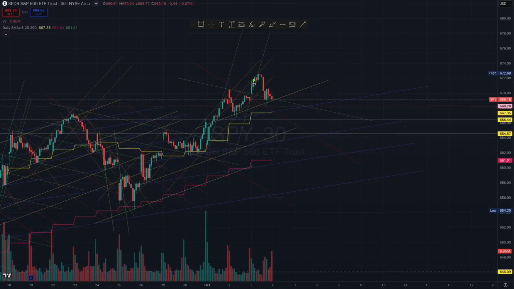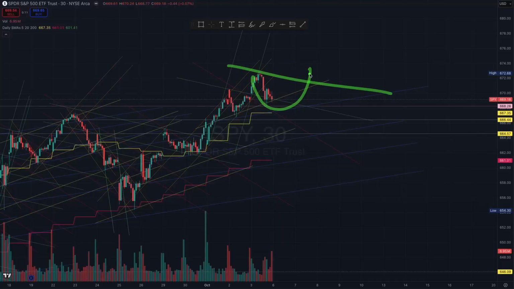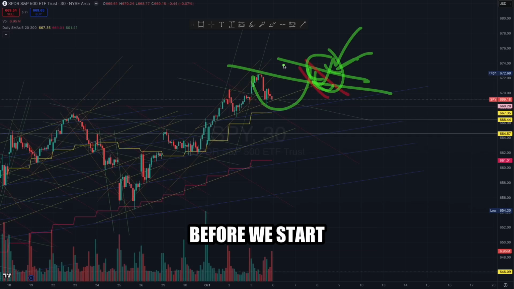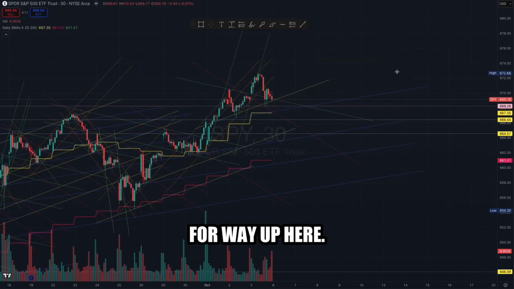That will be ideal. Otherwise, wait for cups to close. You will see the cups closing, and when that happens, look out for microstructure. You've seen that happening as well on that microstructure 1-minute chart before we start breaking out. By then, the 5-day continues trending up. Your upper Bollinger continues trending up, giving you more room for the way up here.